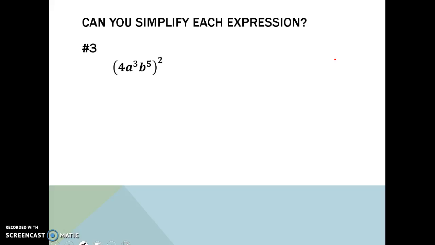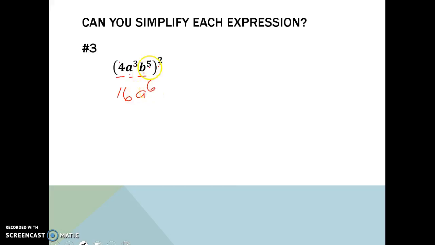I'm going to take everything in here to the second power. 4 to the second power. Well, 4 to the second power is 16. A to the third to the second power. That's taking a power to a power. I multiply them in that case. That's a to the 6th.